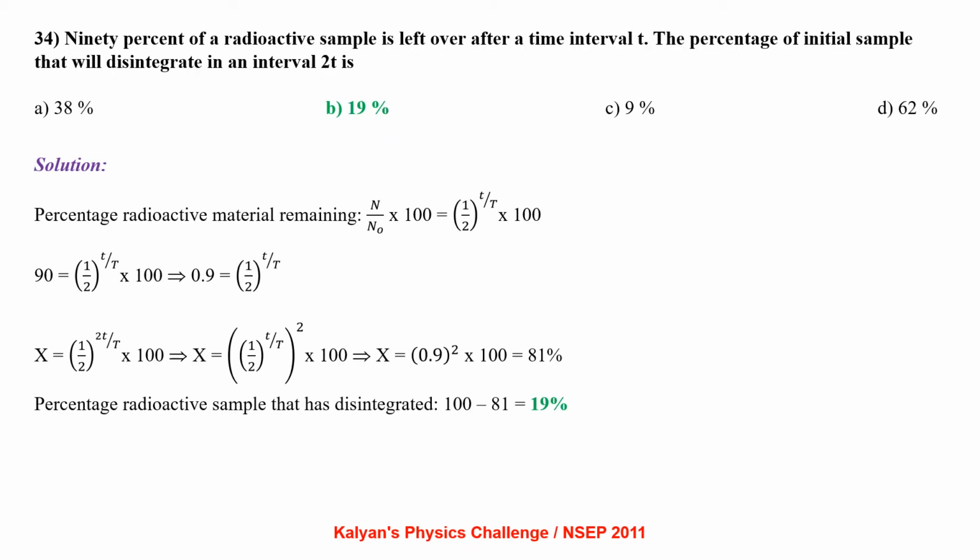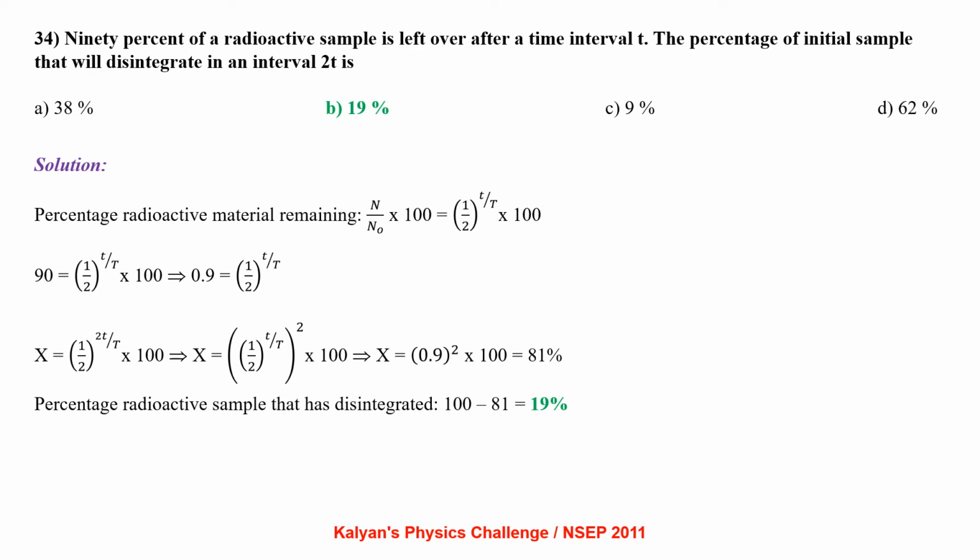90% of radioactive sample is left over after a time interval t. The percentage of initial sample that will disintegrate in a time interval 2t is? Percentage radioactive material remaining N by N naught into 100 equal to (1 by 2) whole power t by T into 100, where capital T is a half-life. 90 equal to (1 by 2) whole power t by T into 100, from which we get 0.9 equal to (1 by 2) whole power t by T.